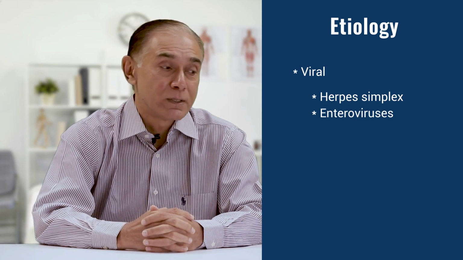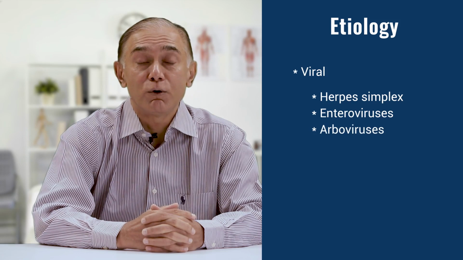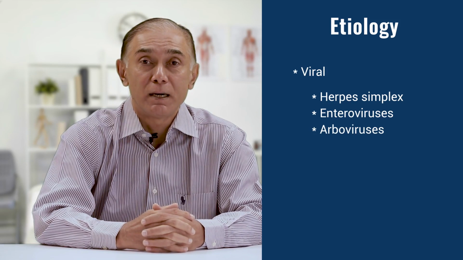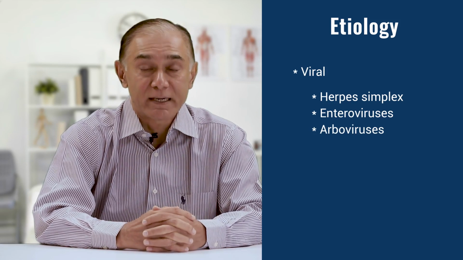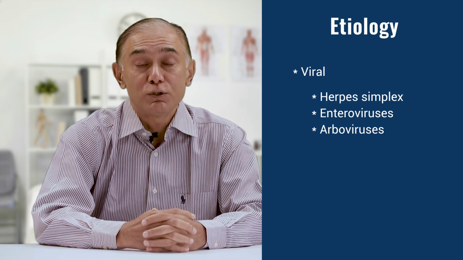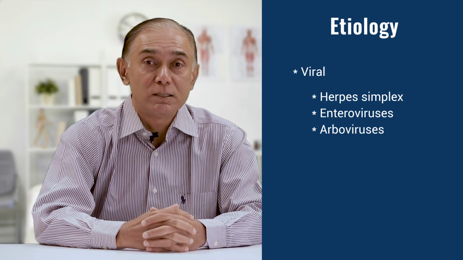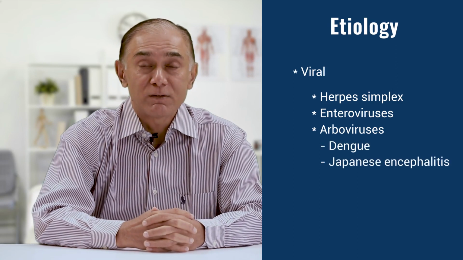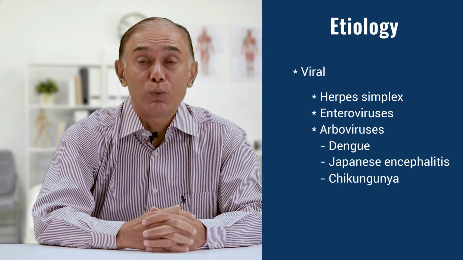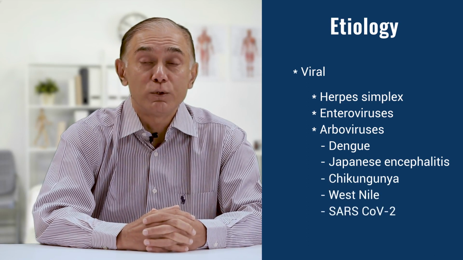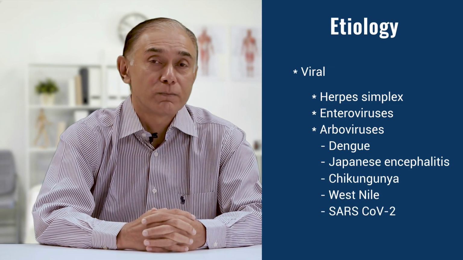And number three are the arboviruses or the arthropod-borne viruses, which are typically transmitted by an insect or some other vector. And the commonest and most important among these in tropical countries would be common mosquito-borne diseases like dengue, Japanese encephalitis, chikungunya, West Nile encephalitis, and finally, in this day and age, SARS-CoV-2 can also cause an encephalitis syndrome. When it's not bacterial and not viral, that is when you consider other less common etiologies.